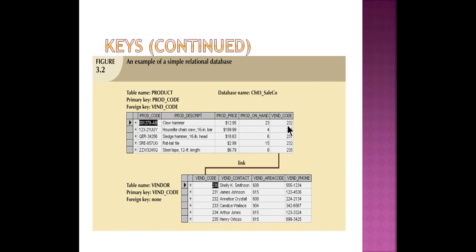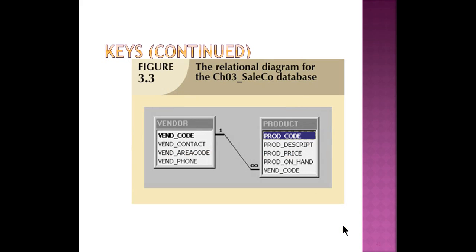That is, if 232 is there in the vendor code in the product table, then 232 must be there in the corresponding primary key. See, 232 is there. If 235 is there in the foreign key, the same 235 must be there in the vendor code of the vendor table. So it must refer to the existing value of the primary key. That is called your referential integrity constraint, right?